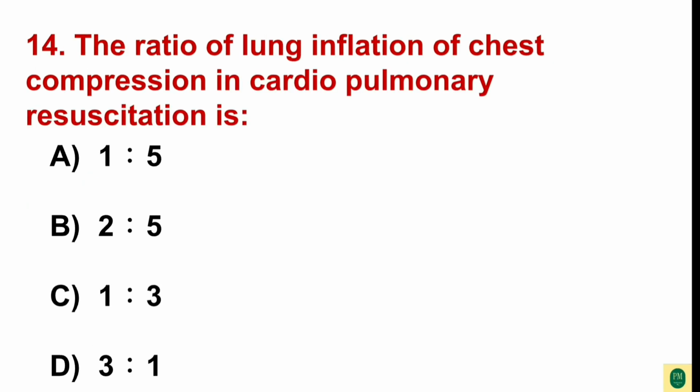The ratio of lung inflation to chest compression in cardiopulmonary resuscitation is option A 1 is to 5, option B 2 is to 5, option C 1 is to 3, option D 3 is to 1. The correct option is option C, 1 is to 3.